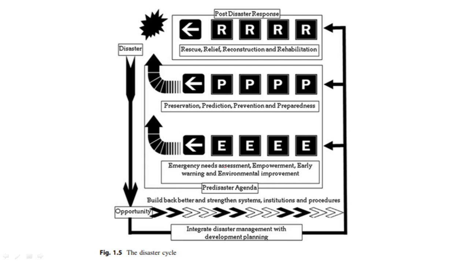Now post-disaster, that is after the disaster has occurred, how we will rescue the people, how we will rescue animal life, then how can we provide relief to the affected families or affected persons, then reconstruction of the particular infrastructure, and then the rehabilitation of the particular settlement. So these all come under the disaster cycle.